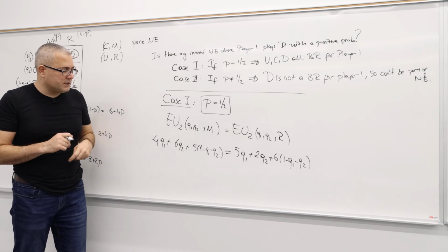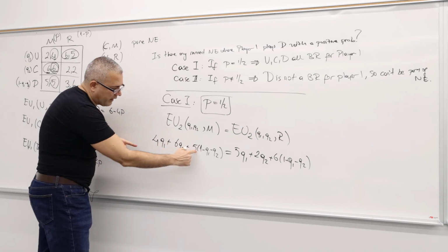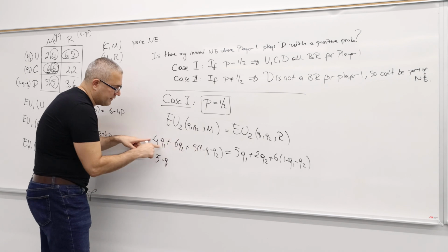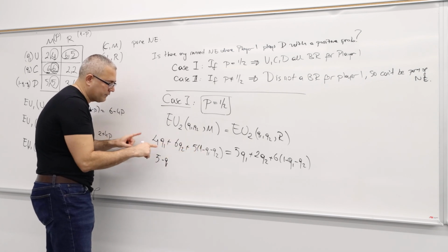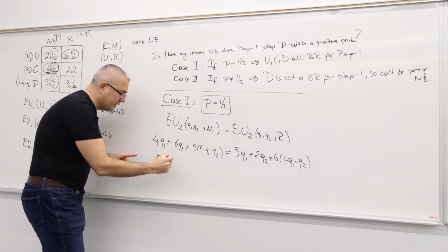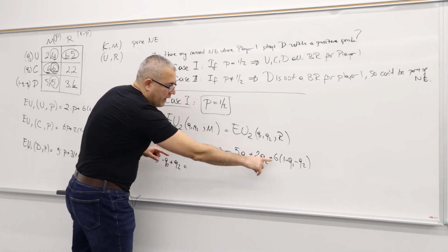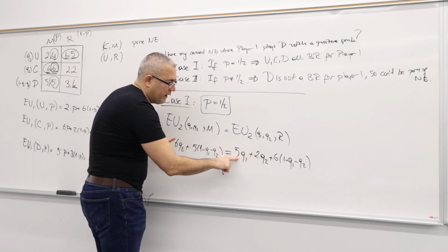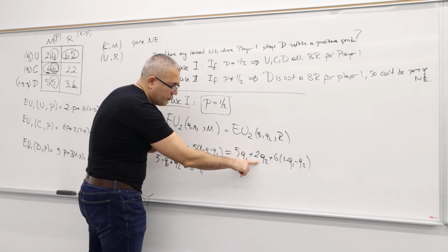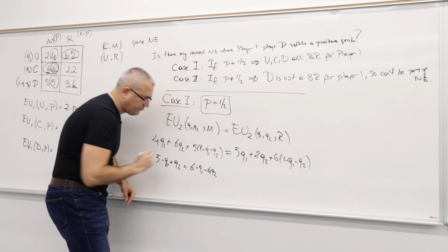So if you solve this, well, let's simplify it. I have 5 here, minus Q1, because minus 5 plus 4 gives minus Q1. And then minus 5 plus 6, so it's plus Q2. Equals, I have 6 here, 5Q1 minus 6Q1, so it's minus Q1. And then 2Q2 minus 6Q2, so it's minus 4Q2.